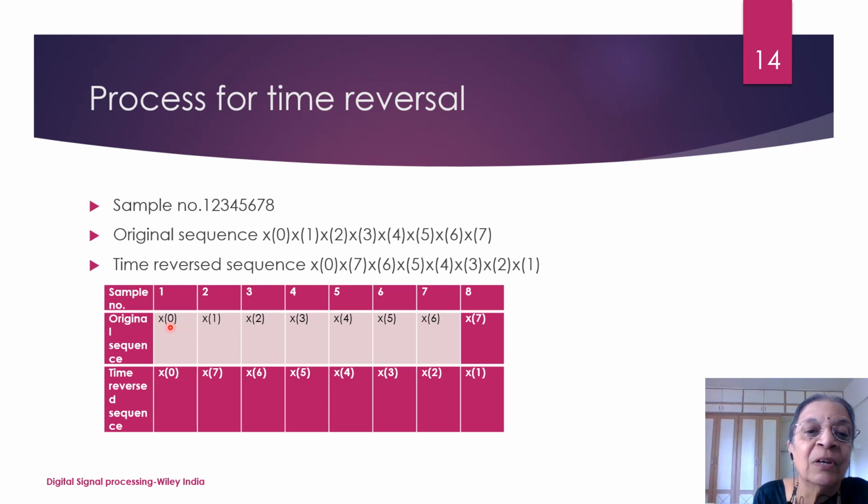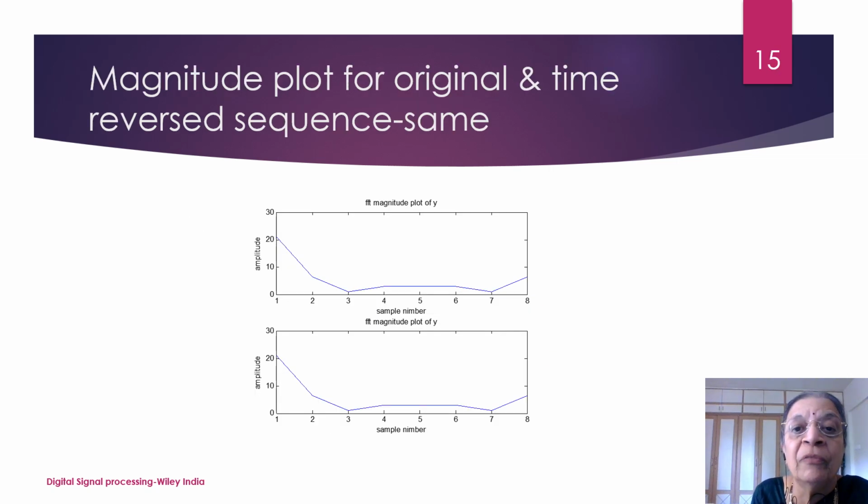So the original sequence is x0, x1, x2, x3, x4, x5, x6, and x7. In the time reverse sequence, x0 will be kept as it is. X1 will be replaced by X7, X2 will be replaced by X6, and so on. So it is just reversing in time. That is time reversal. So if the sequence is time reversed, what will happen to the DFT coefficients? The DFT coefficient magnitude will remain the same.